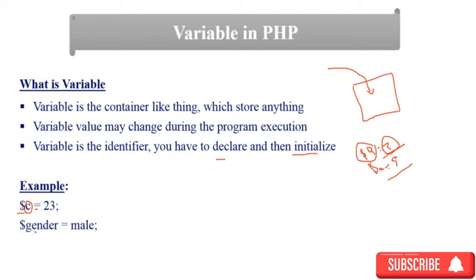Another variable is gender. You have to put a dollar sign, equal, male. Male is the value of this gender variable. This is the price that is written in float. Float means floating point number. So that value is assigned to the price variable. You have to put a dollar sign with any variable.